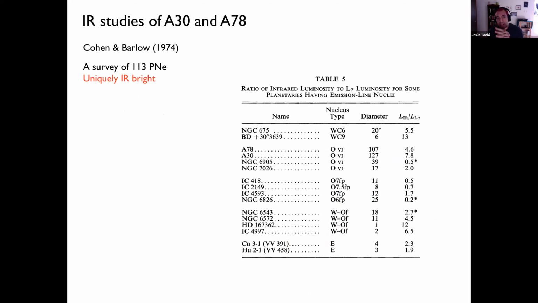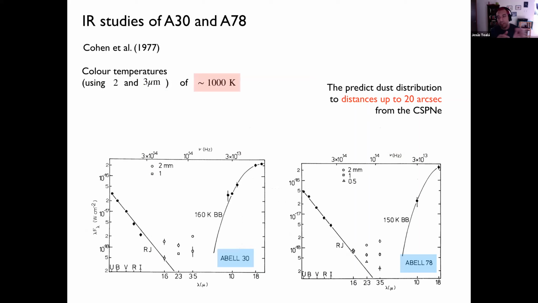So what do we know about Abell 30 and 78? These were suggested to be uniquely infrared bright in a survey of more than 100 planetary nebulae by Cohen and Barlow in 1974. And subsequent studies tried to model or assess the dust in these objects.